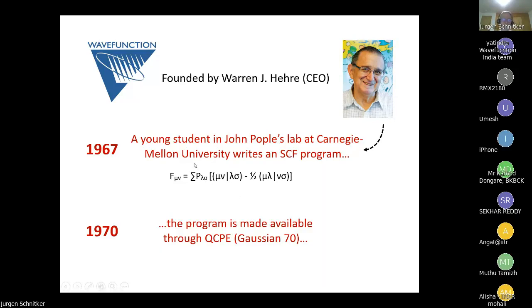So the problem is evaluating all these two electron contributions to the Fock matrix. And so they polished this in 1968, 1969, 1970, and made it available to the public through something that the older participants of you may remember. There was something back then called QCPE. I think it's obsolete now. And this program was called Gaussian 70.